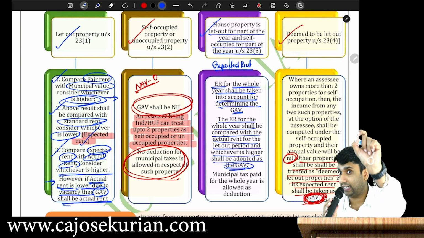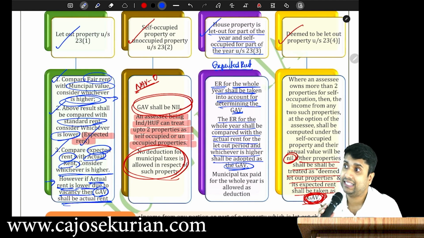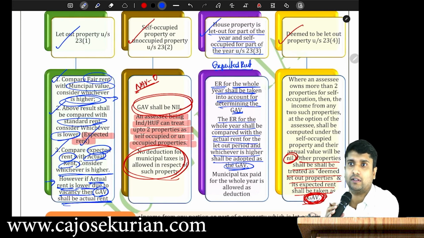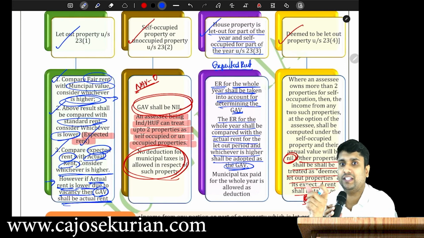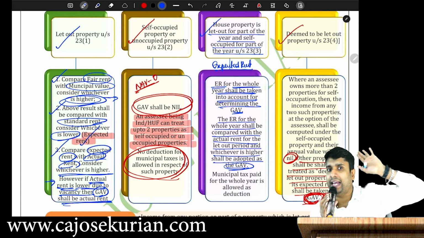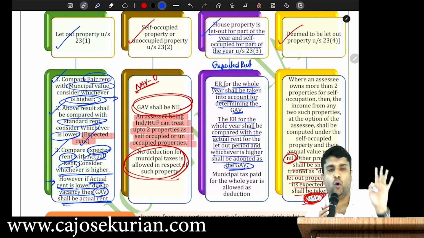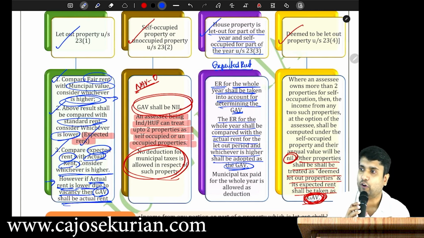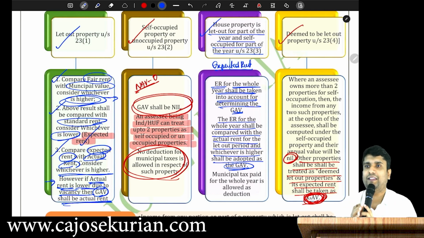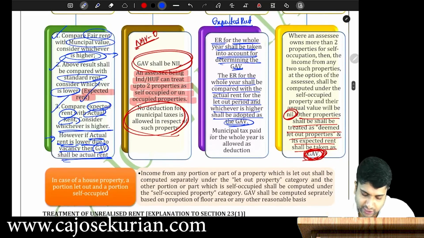That means expected rent for the whole year and the actual rent for the let out period. You don't have to compute actual rent for the whole year because only for some part of the year you have let it out. Are you with me? Repeat again: expected rent for the whole year and actual rent for the let out period have to be compared, and pick the higher as the GAV.